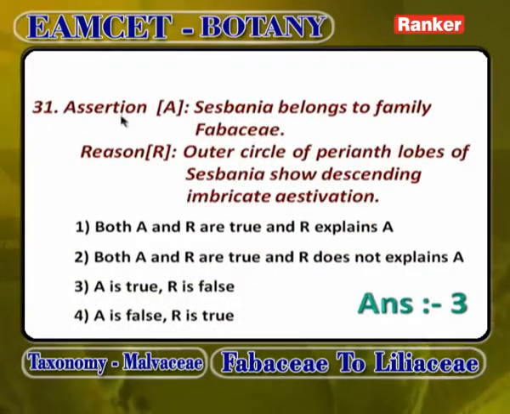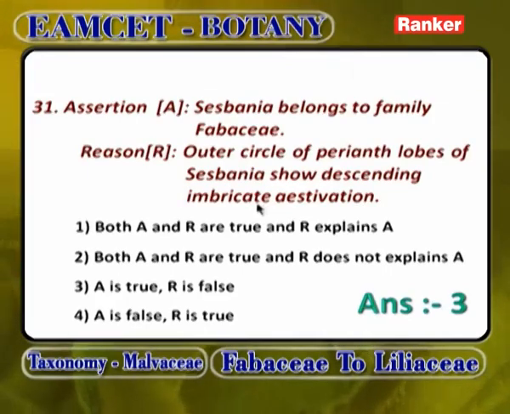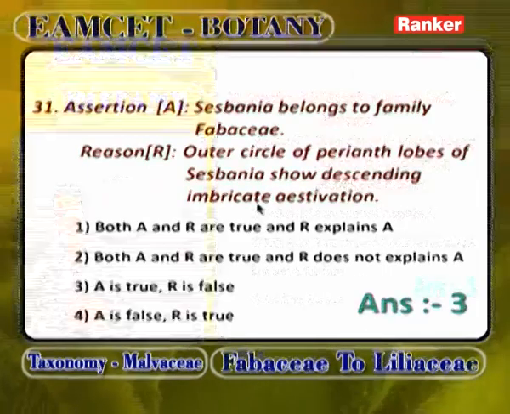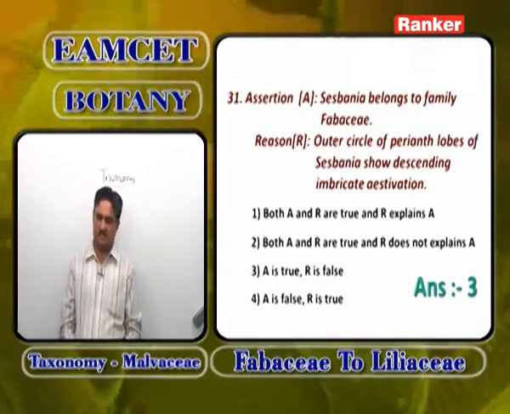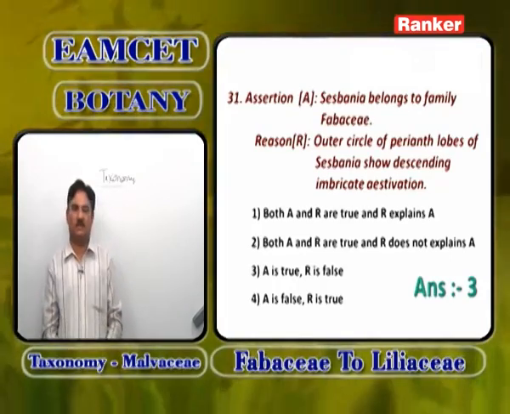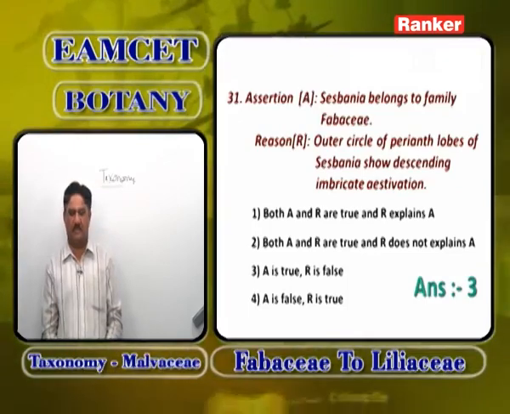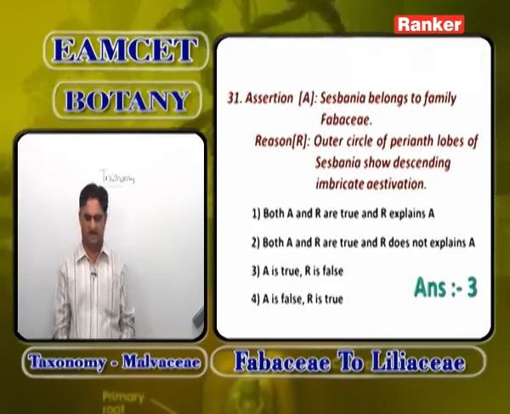Assertion and reasoning. Sesbania belongs to the family Fabaceae. It is correct. The outer circle of perianth lobes of Sesbania shows descendingly imbricate aestivation. Wrong. Descendingly imbricate aestivation is not shown by the outer circle of perianth lobes. The outer circle of perianth lobes is the calyx. The inner circle of perianth lobes is the corolla. The calyx does not show descendingly imbricate aestivation. The corolla shows descendingly imbricate aestivation. So A is true, R is false.